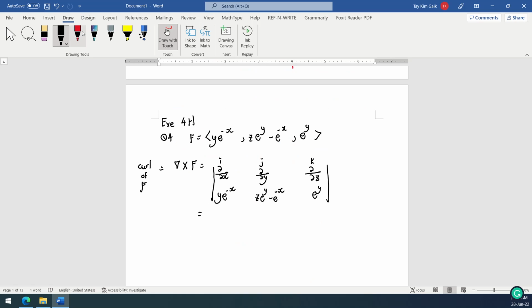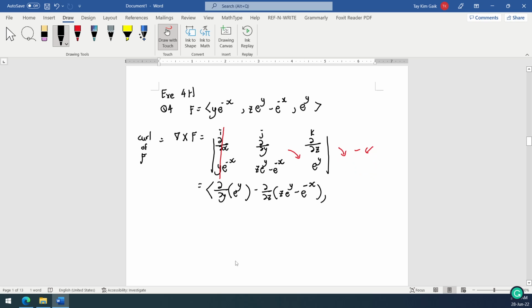For component i, del cross F, the result is a vector, so you should have components i, j, k. For component i, you cross it out, so you left j cross k, you get i. For j cross k, you take the main diagonal minus the other diagonal. So component i: del/del y of e^y, minus del/del z of (z e^y minus e^(-x)).